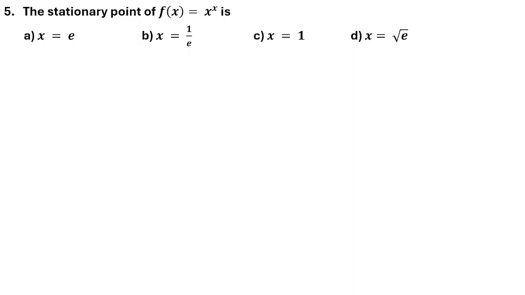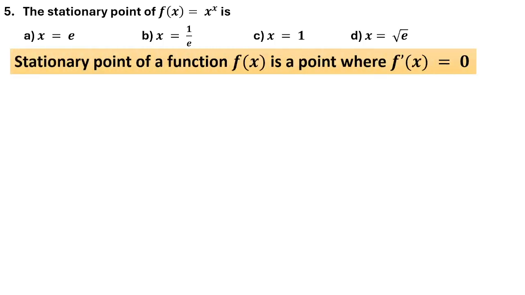Stationary point. Now you remember what you mean by stationary point? That is a point where the function is neither maximum nor minimum. That is, the point where the derivative is equal to 0. Stationary point is a point where the derivative is equal to 0.